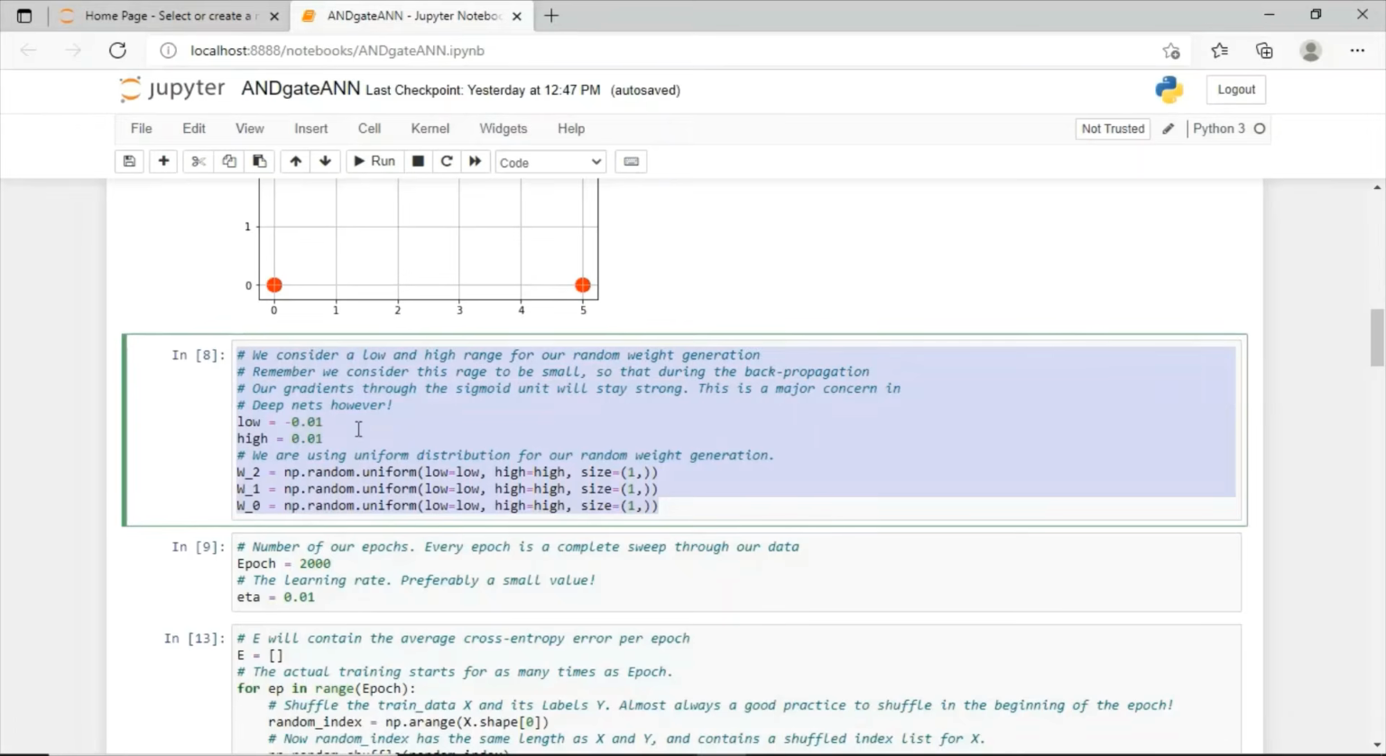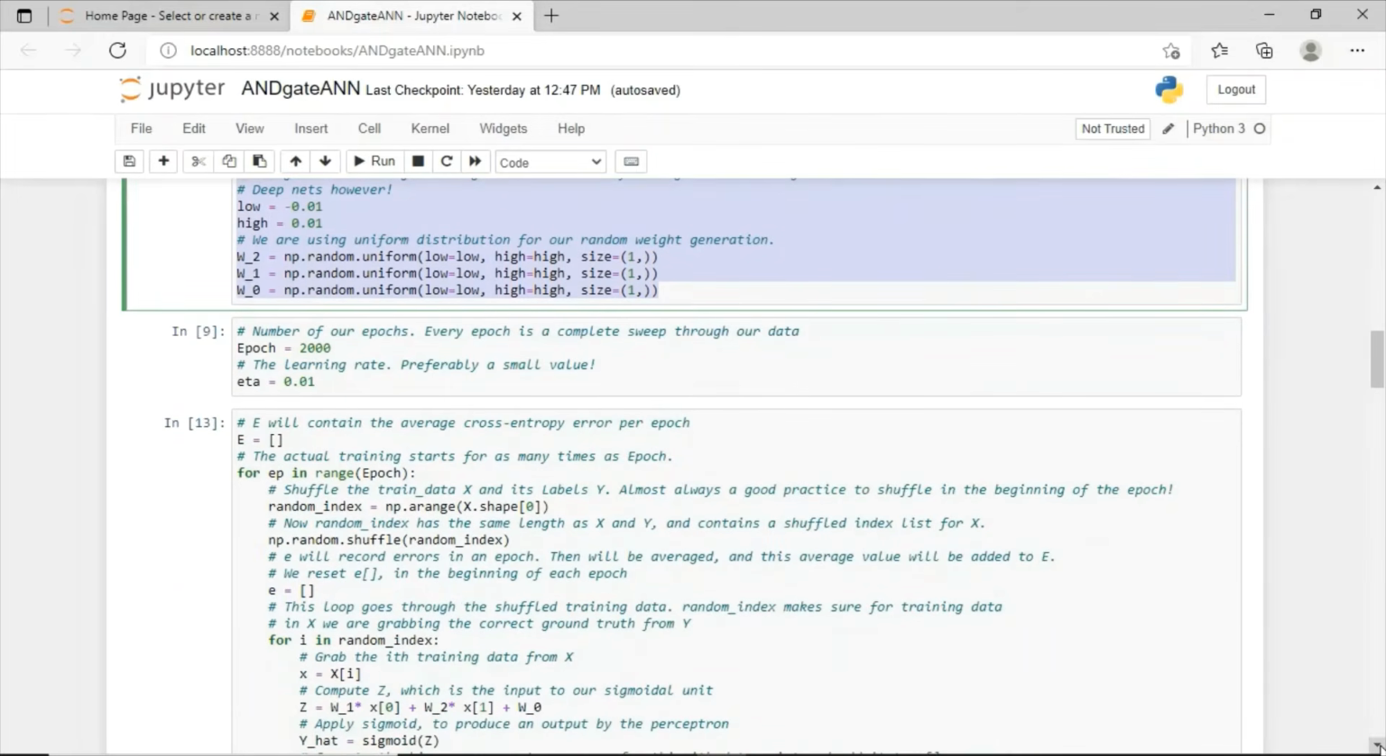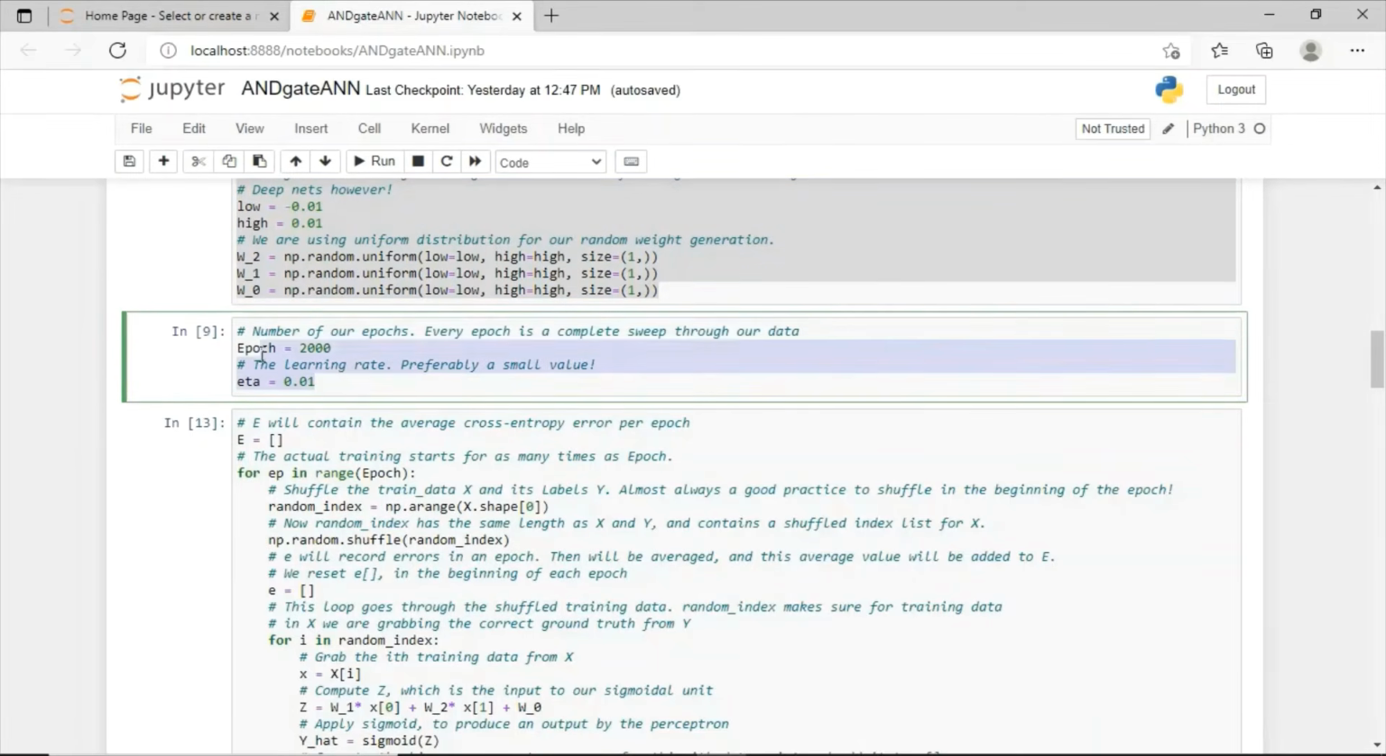I have created all the documentation over here. And after weight initialization, try to follow the steps. In the next step, we have to determine the number of epochs and the learning rate. So these two things we have to determine. You can use a trial and error method to fix the epochs and the learning rate. But generally 0.01 is a good learning rate. You can use it.